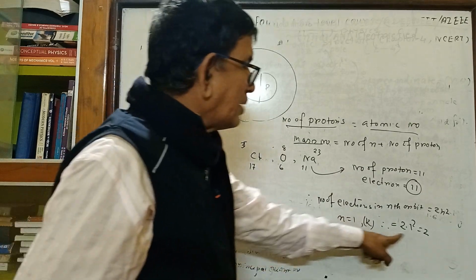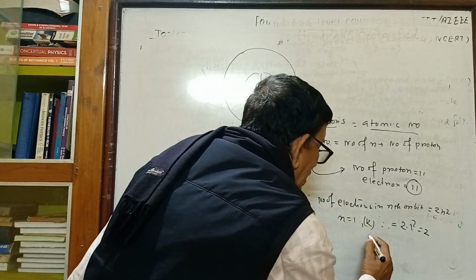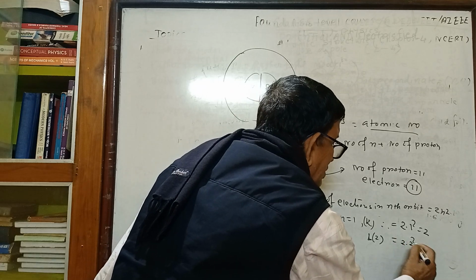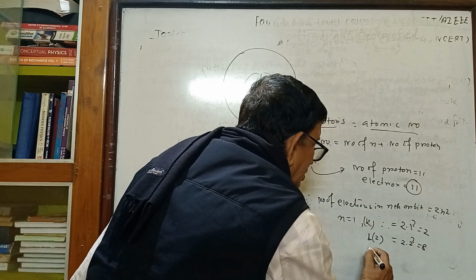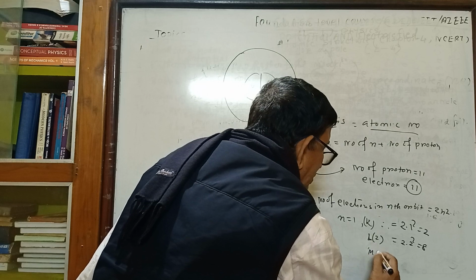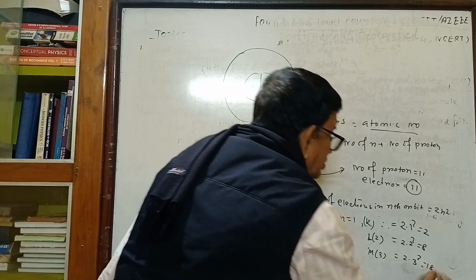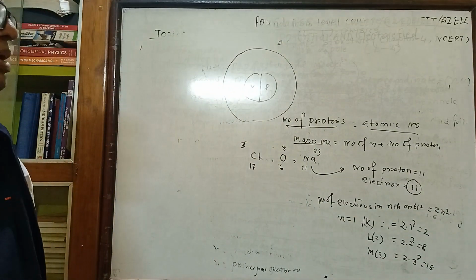So K orbit has 2 electrons. Similarly, L orbit has 2 into 2 square, that is 8 electrons. Then K, L, M, that is 3, then it is 18. Clear? So you write down the 2n square formula.